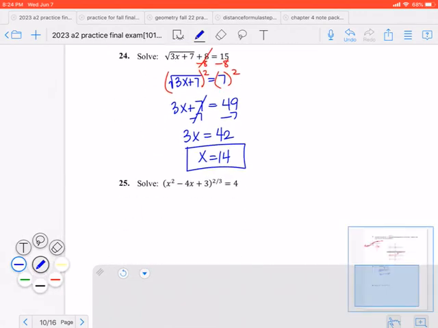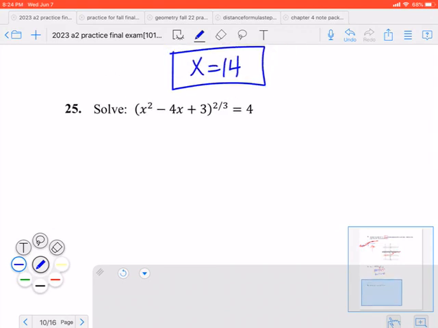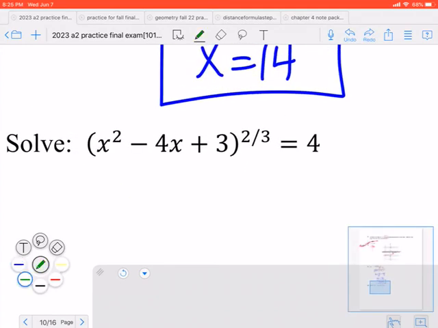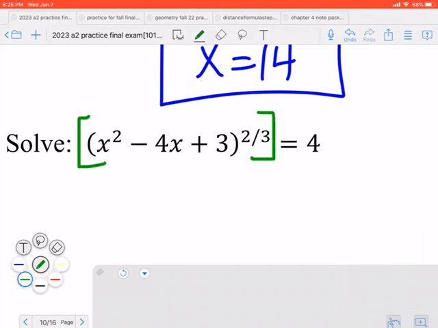Solve. Woohoo! Another solve. So this is a radical also. Remember, we could write that as the cube root of that squared. We don't have to, but I'm just reminding you what it is. We don't have to because what we could do is use our power rules. We're going to take both sides to the power of the reciprocal of 2/3, 3/2.